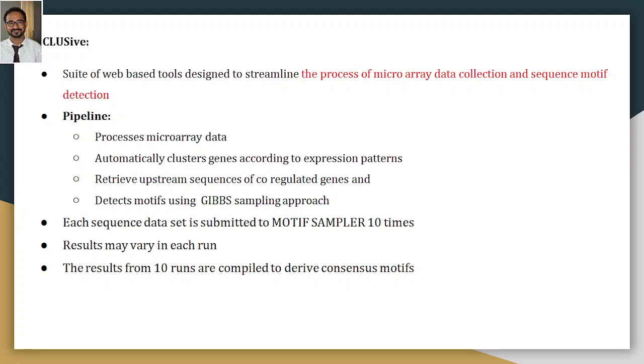So what happens after that? Each sequence data is submitted to the motif sampler 10 times. Results may vary in each run, but the results from the 10 runs are compiled to derive consensus motifs. Out of 10, if 3 or 4 results are common, and the other 2 have different values, the majority will be taken.